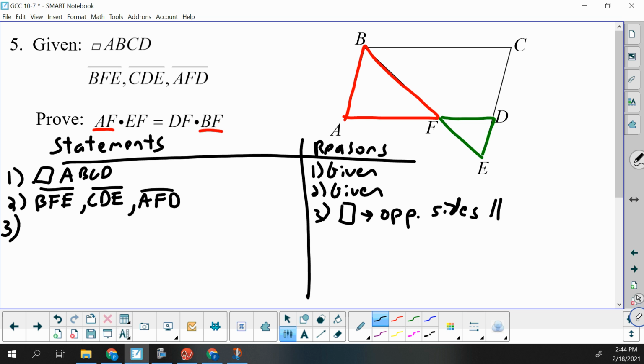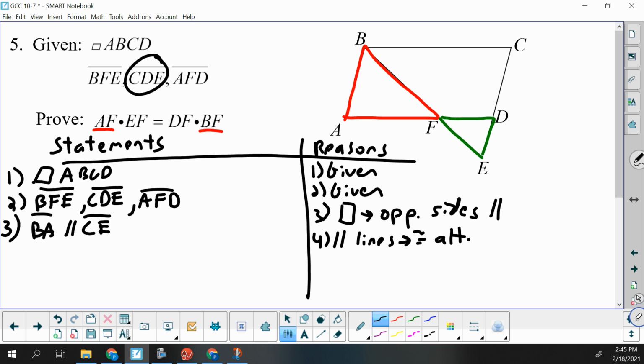The ones that we want are BA parallel to CD, which extends all the way to E, so we can just call it either CE or you can say CDE. That's fine as well. And that's kind of why they gave us this here, to let us know those are extending all the way through. So next, we'll do our parallel lines imply congruent alternate interior angles.